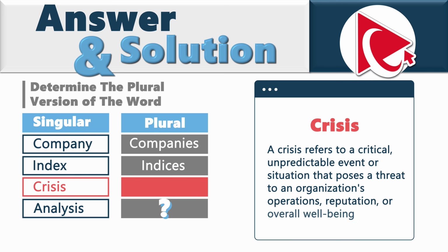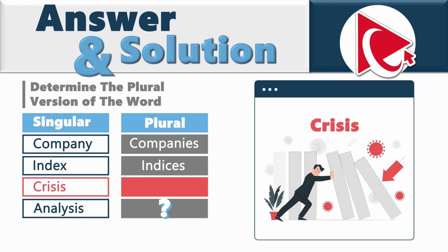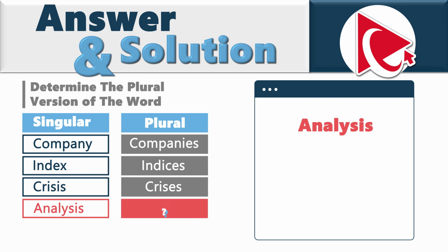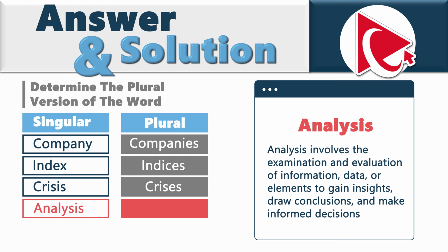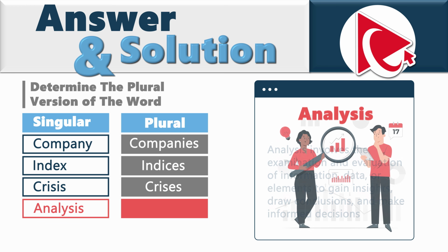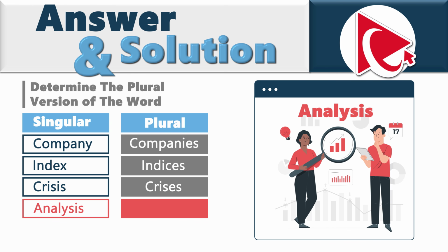A crisis refers to a critical, unpredictable event or situation that poses a threat to an organization's operations, reputation, or overall well-being. The plural version for crisis is spelled crises and is pronounced crises. And then the last word, analysis, involves the examination and evaluation of information, data, or elements to gain insights, draw conclusions, and make informed decisions. The plural version for analysis is spelled analyses and is pronounced analyses.